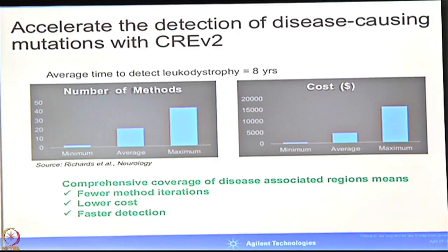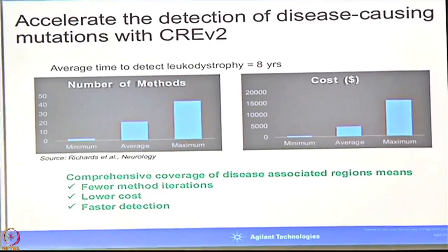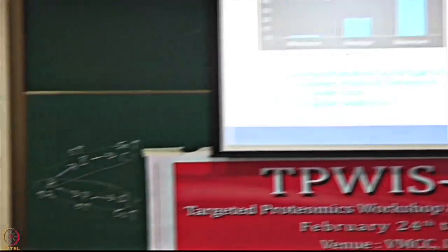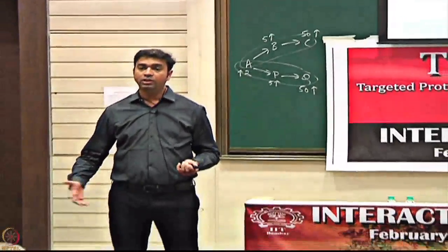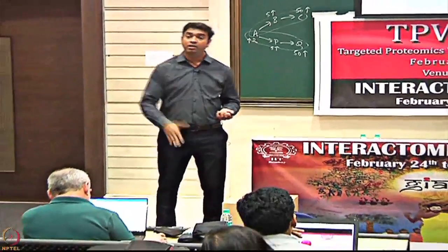There is a chance that there might be some rare disease, and because it covers the intronic and exonic parts, it will definitely detect that. The detection rate is faster and it takes less time, so doctors can start their intervention much earlier.